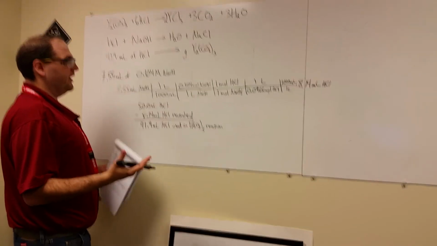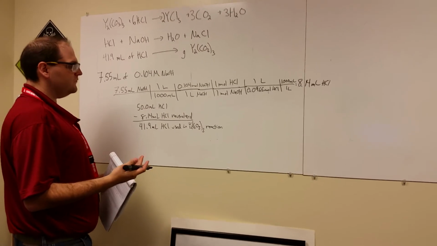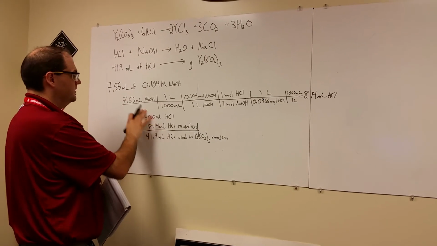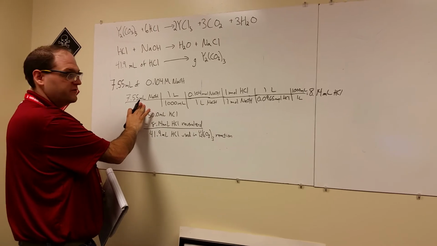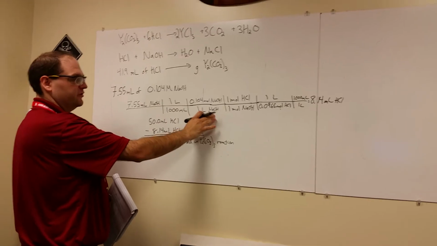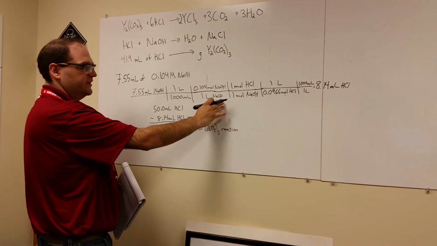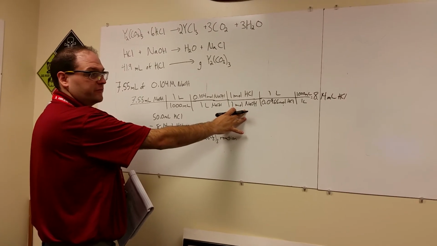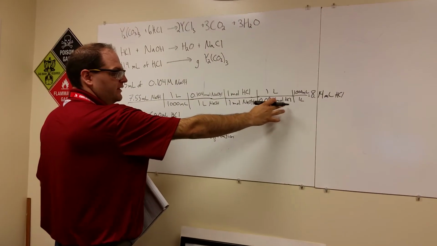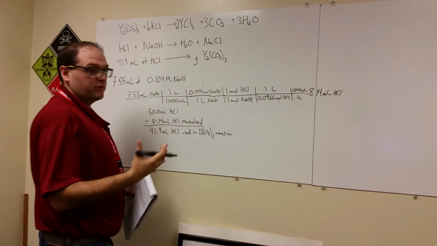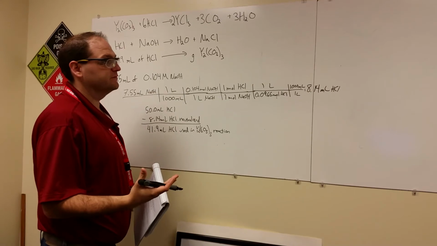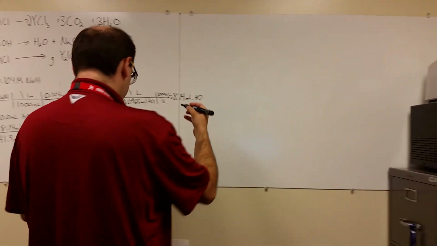So how are we going to do that? We're going to take the 41.9 milliliters and do similar calculations as what we did here with sodium hydroxide. Convert to liters, convert to moles of hydrochloric acid, then we're going to convert to moles of yttrium carbonate, multiply by the molar mass of yttrium carbonate, and end up with the mass of the product, or the yttrium carbonate that we used originally. So I'll set that up over here.